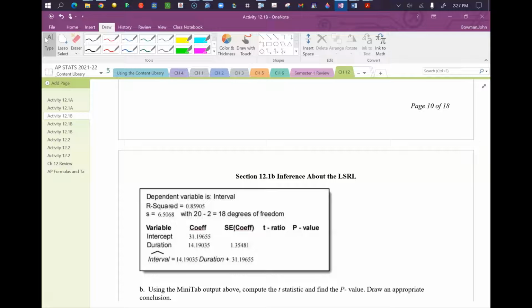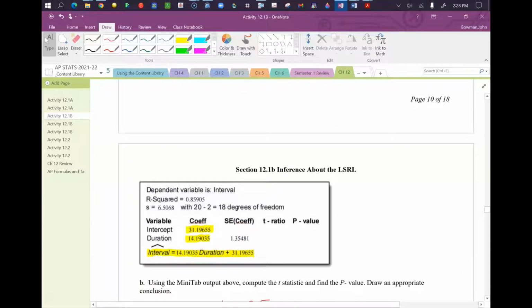As you can see here, our data in the form of computer output is right here. The slope of the sample line of best fit is 14.19 and the y-intercept is 31.196, and this would be our prediction equation. The predicted interval is about 14.19 times the duration plus the y-intercept of 31.19655. In this particular problem, it says, using the Minitab output above, compute the t-statistic and find the p-value.